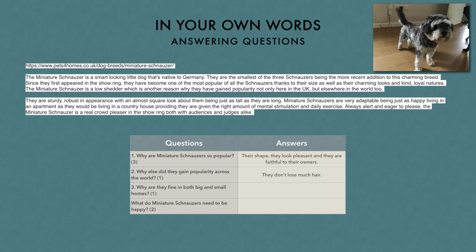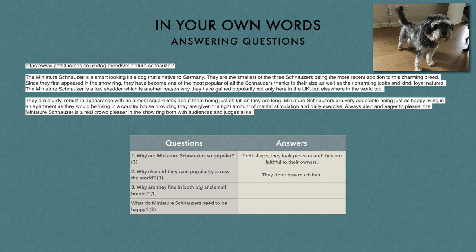They are sturdy, robust in appearance, with an almost square look about them, being just as tall as they are long. Miniature schnauzers are very adaptable, being just as happy living in an apartment as they would be living in a country house, provided they are given the right amount of mental stimulation and daily exercise. Always alert and eager to please, the miniature schnauzer is a real crowd pleaser in the show ring, both with audiences and judges alike. So, you've got a question here, why are miniature schnauzers so popular?